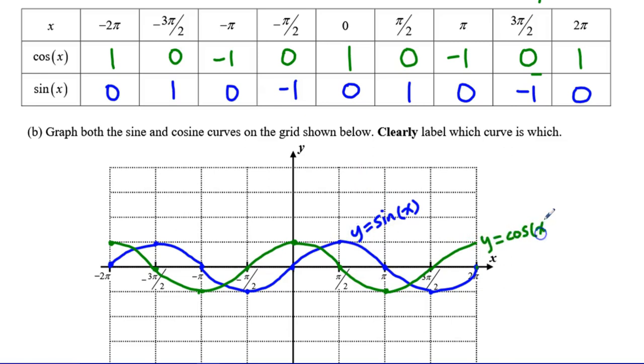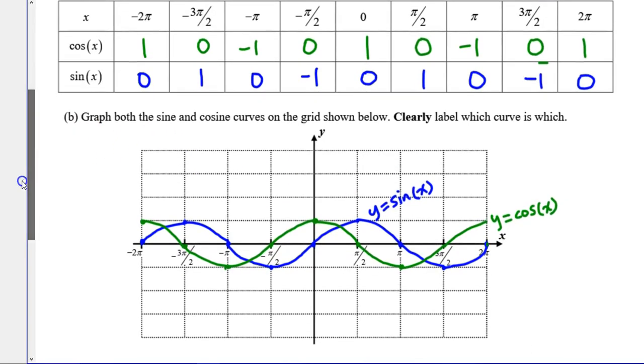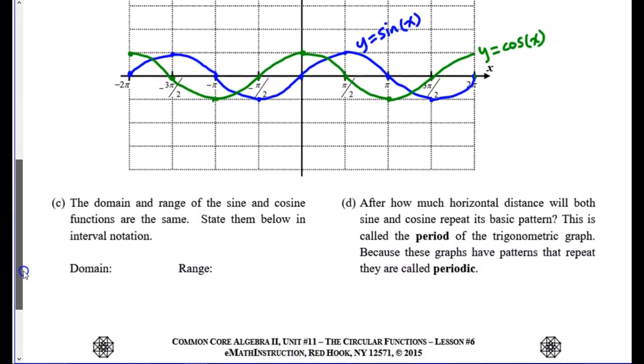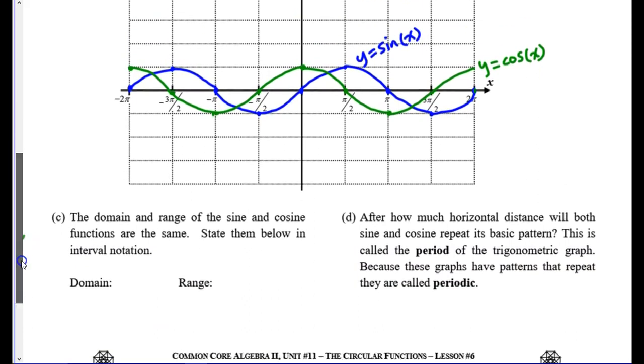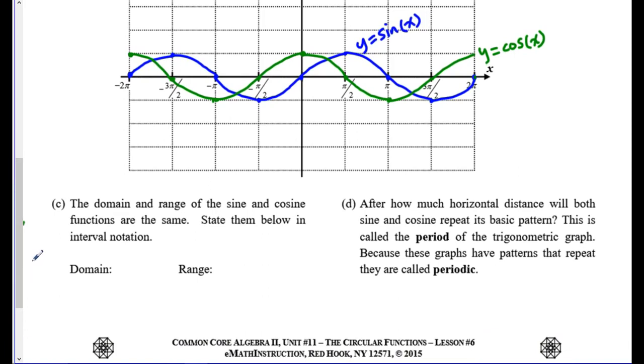Okay, so at the bottom we have a couple questions about our 2 functions. It asks us for the domain and range of these functions. Play the recording when you've stated the domain and the range. Okay, so hopefully you said for the domain, it's all real numbers. It does not really end here at negative 2 pi just because I stopped at negative 2 pi. I could have kept going around the circle, right?